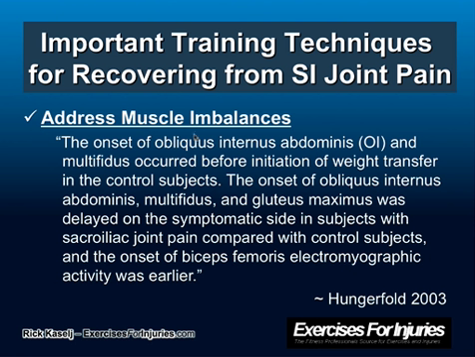So addressing muscle imbalances, the onset of oblique internus abdominis and multifidus occurred before initiation of weight transfer in the controlled subjects. The onset of oblique internus abdominis, multifidus, and glute maximus was delayed on the symptomatic side in subjects with SI joint pain compared with control subjects, and the onset of biceps femoris electromyographic activity was earlier. So meaning, if we look at people with SI joint pain, they have different types of firing patterns going on in their muscles.